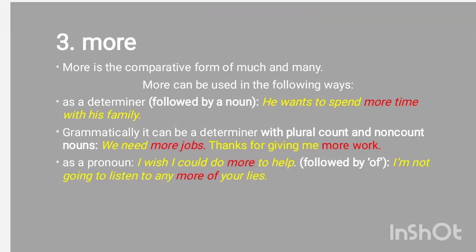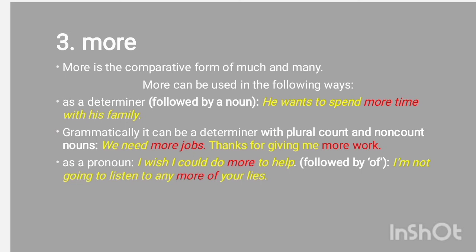The third word is more. More is the comparative form of much and many. More can be used in the following ways. First, as a determiner. More is a determiner when followed by a noun. For example, he wants to spend more time with his family. More time. More here is followed by time, so more here is a determiner.